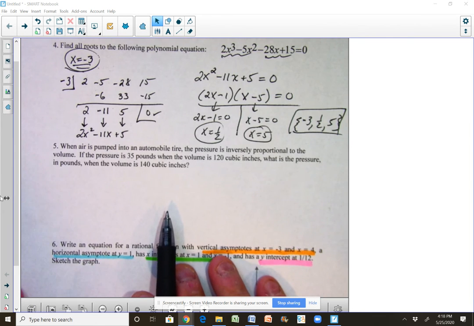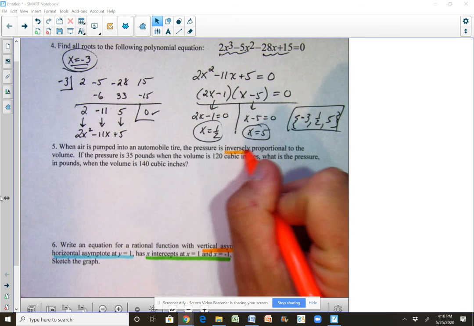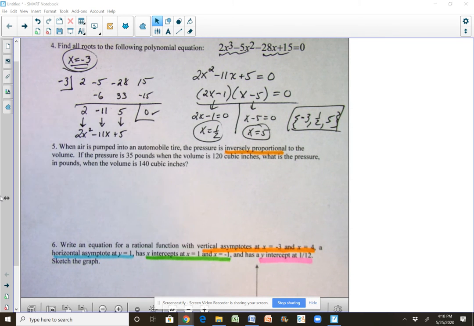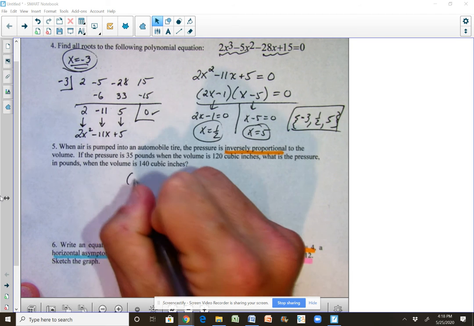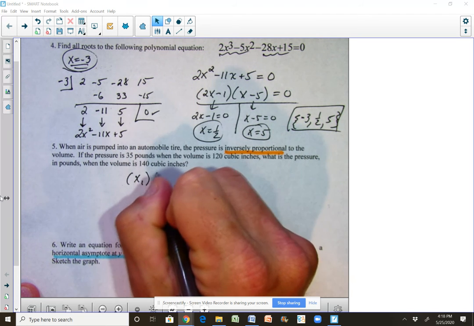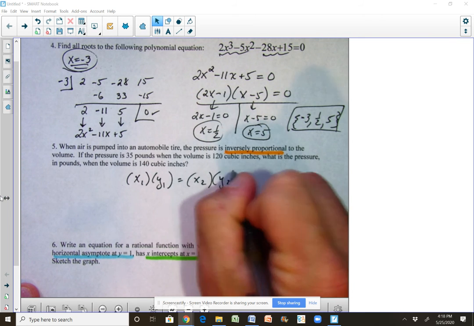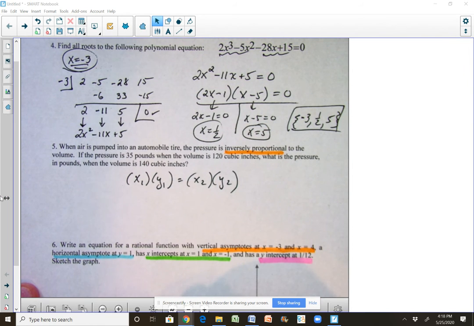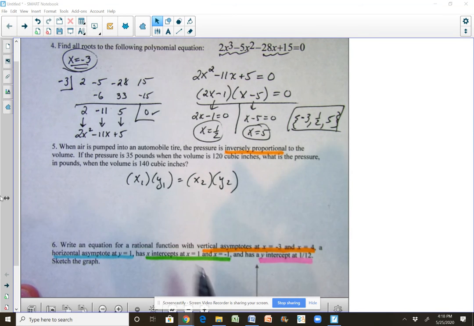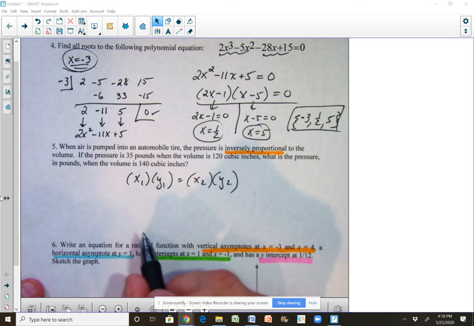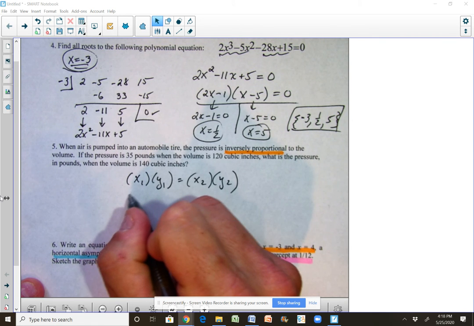Next one, number 5, is an inverse variation. So a lot of times I'll have students just highlight that it's inversely proportional. So that's not your typical x over y equals x over y. It's actually the inverse of that. So this is going to be x times the y value is equal to your second pair of values as a product. So they're going to give you information in the problem. This one is pressure versus volume in pounds. So, pressure in pounds versus volume in cubic inches. So you can make either term, whichever one you want.